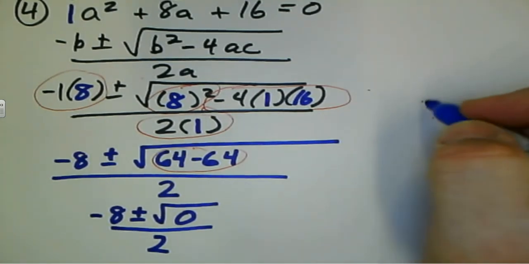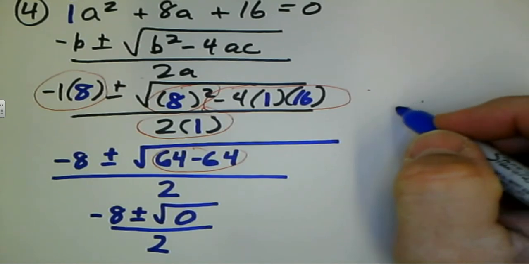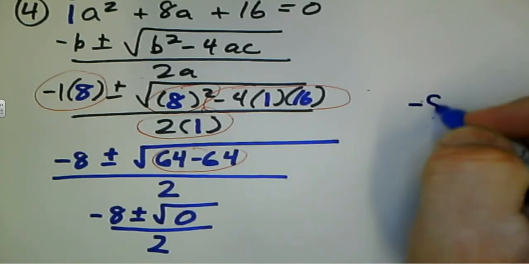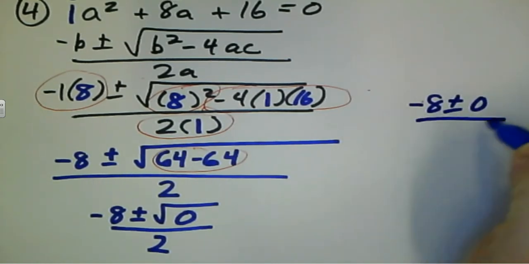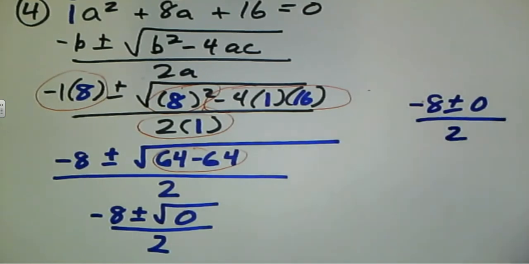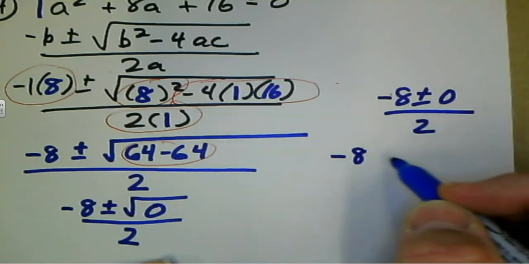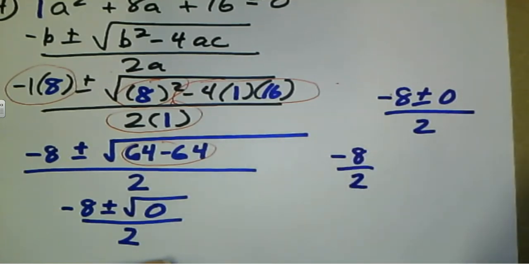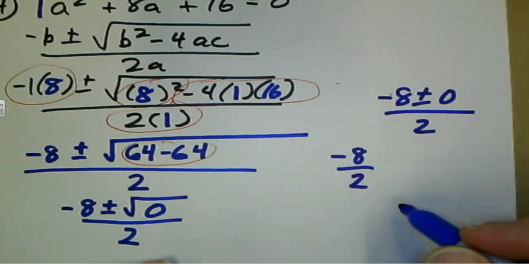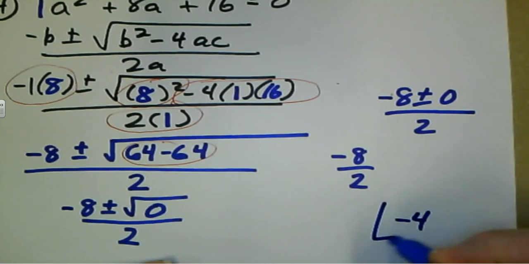Well, guys, 2 ways I can do this. I can go ahead and, because the square root of 0 is 0, right? If I want to break this apart, I can break it apart, or I can just leave it negative 8 over 2. What's negative 8 over 2? Negative 4. Negative 4 is the answer.